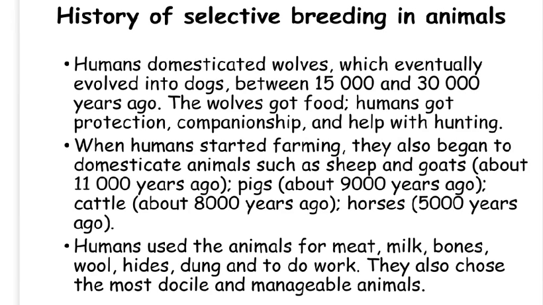We can also selectively breed animals. Humans domesticated wolves, which eventually evolved into dogs. The wolves got food, the humans got protection, companionship and help with hunting. When humans started farming, they also began to domesticate animals such as sheep, goats, pigs, cattle and horses. Humans use the animals for meat, milk, bone, wool, hides, dung and to do work. They also chose the most docile and manageable animals.